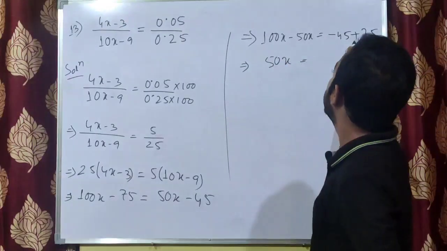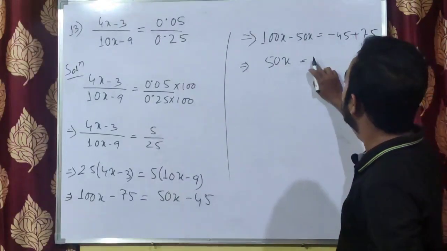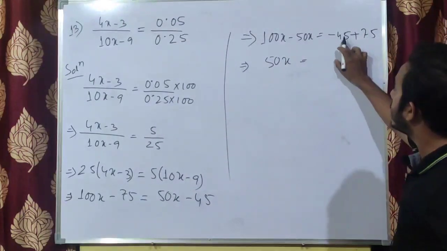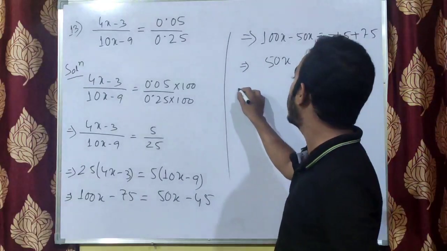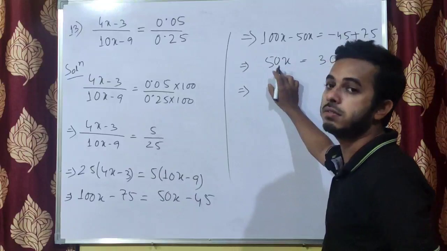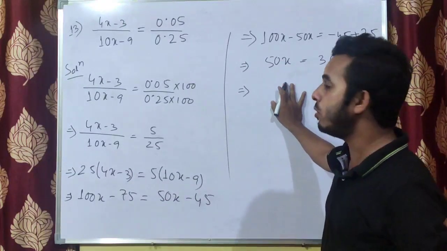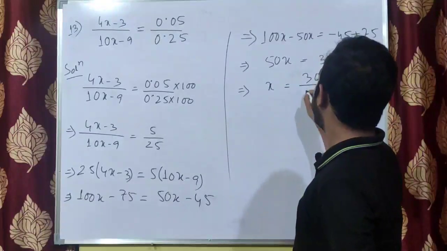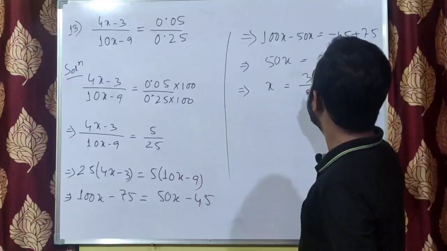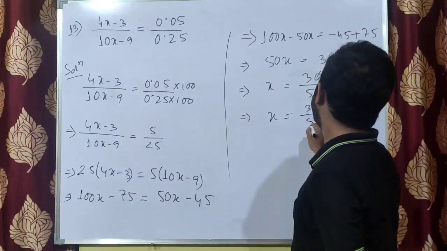50x equals what? Minus 45 plus 75. 75 minus 45 is how much? 30. Right? Then 50x, 50 times x, is multiplied, so when we change the sign, it will be divide. So x equals 30 divided by 50. Cancel the 0s. x equals 3 by 5.